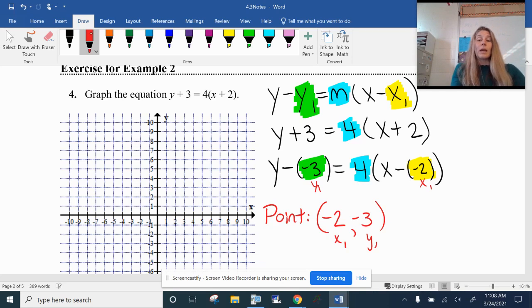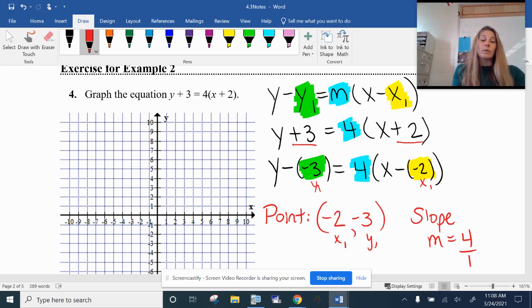Now notice the signs on the 2 and 3 are both negative. In the original problem, we had pluses, so we know that they're going to be the opposite, and that's because we're really subtracting a negative there. And then, of course, my slope is that +4, which I can write as a fraction by putting it over 1.